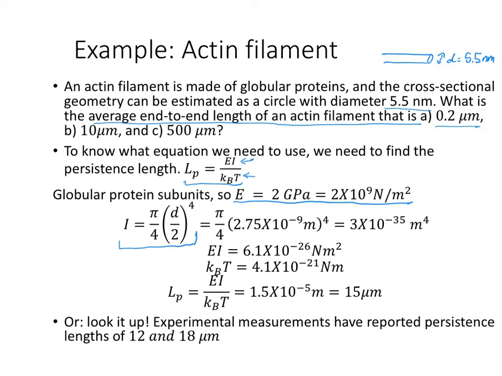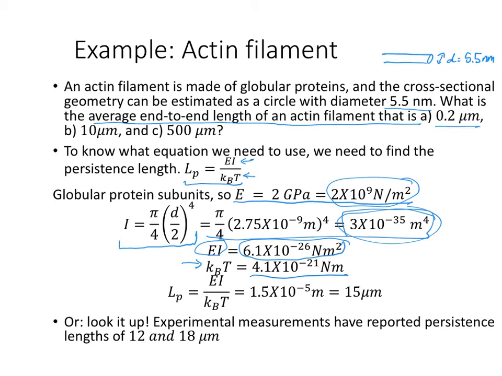from the cross-sectional diameter, and that comes out to be this value, and then the flexural rigidity is the product of those two, which comes out to this when you plug those in. And then lastly, we need thermal energy. We aren't given a temperature here, but in general, if you're not given a temperature, no one thought to mention it because, of course, they're just doing experiments at room temperature. So we just plug in thermal energy at room temperature here.